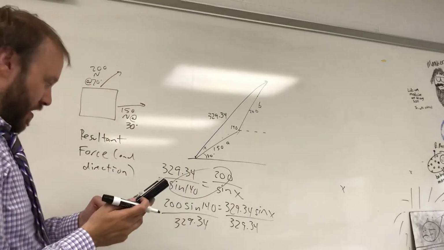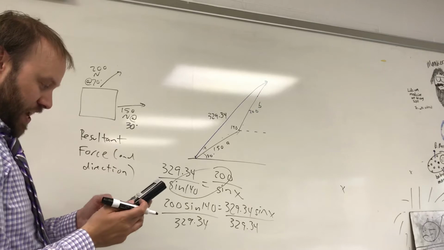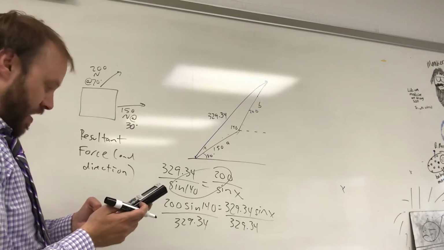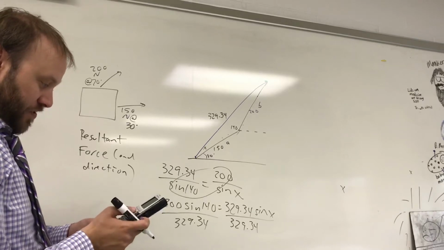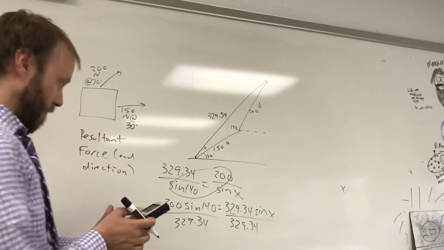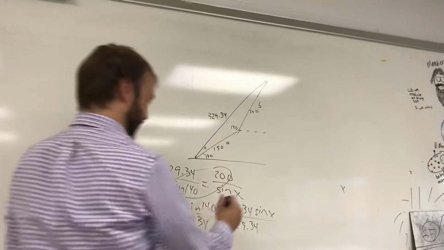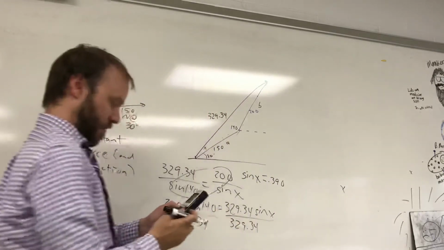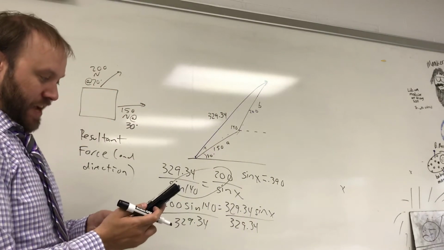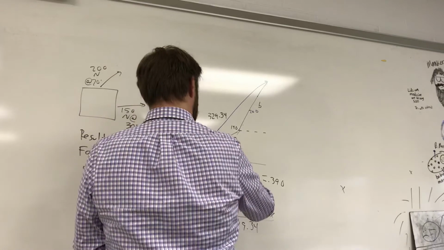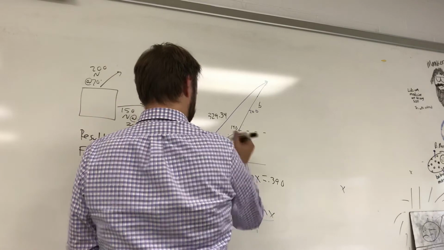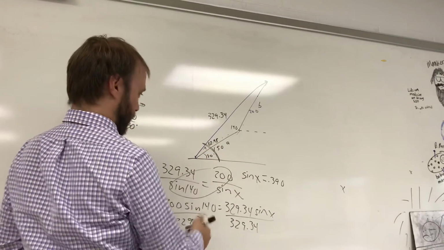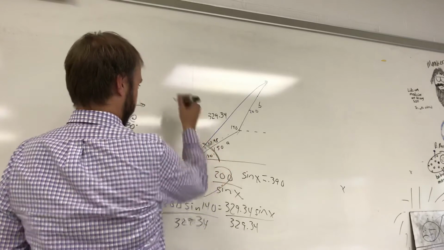And again, make sure you're in degree mode. 200 sine of 140 divided by that 329 answer, which I'm going to use from previous. Okay, so we're going to get that sine of x is approximately 0.390. I'm going to take the inverse sine of that answer, and that tells me that we have about a 22.98 degree angle there. Okay, so the overall angle here would be about 52.98 degrees.